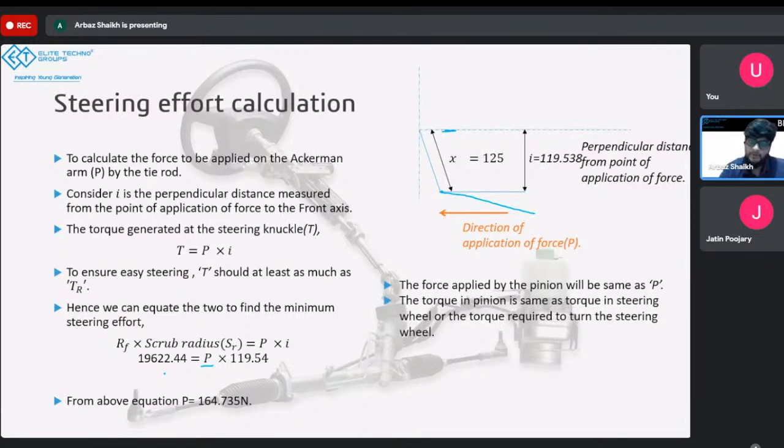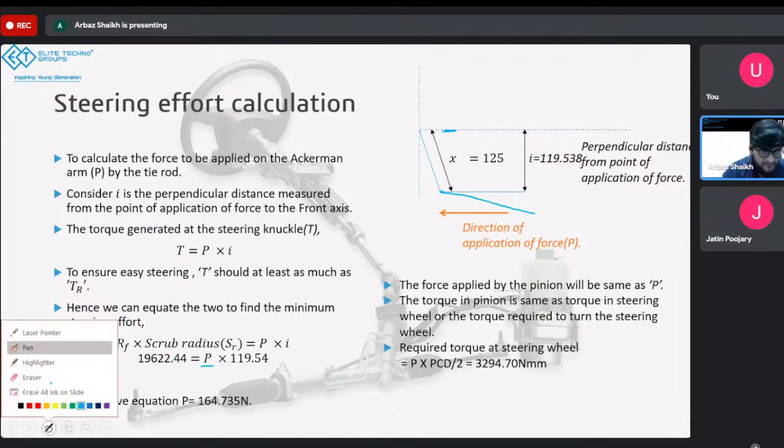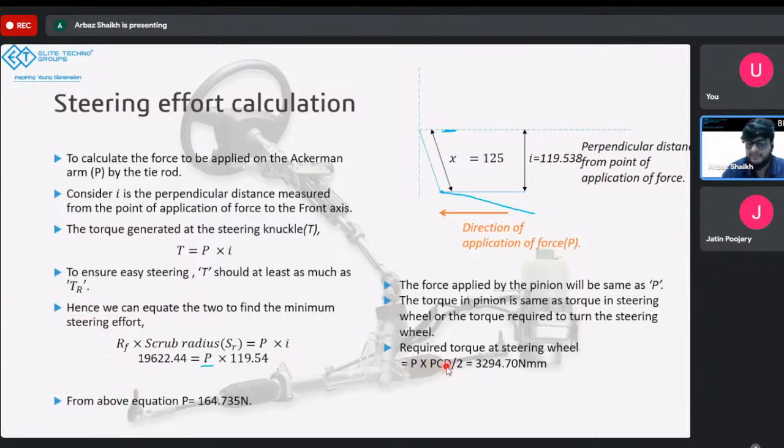So we can apply the same torque on the steering wheel. And with that, we can calculate the torque at the pinion, which was this, right? Which was, let me get the laser pointer once again. Yeah, which was this, P multiplied by PCD by 2. This was the torque at the pinion.